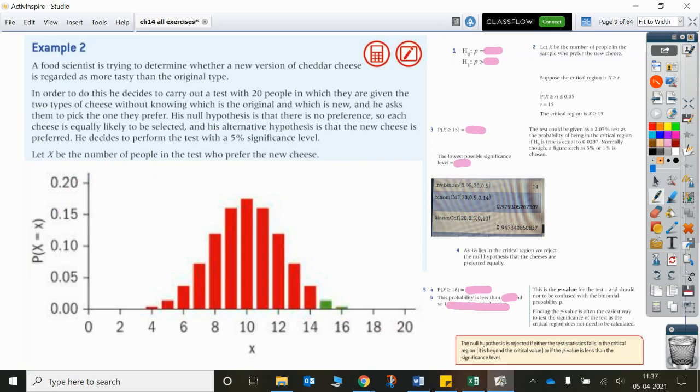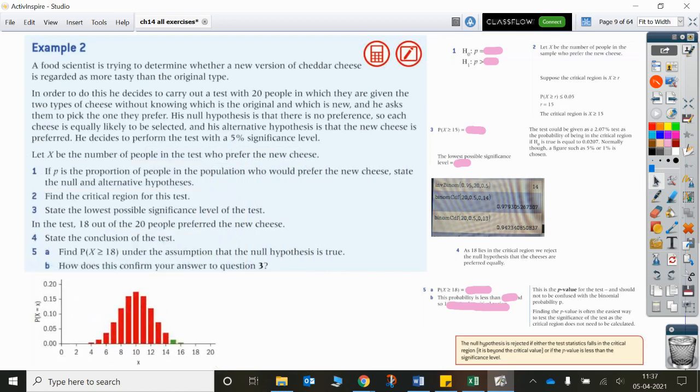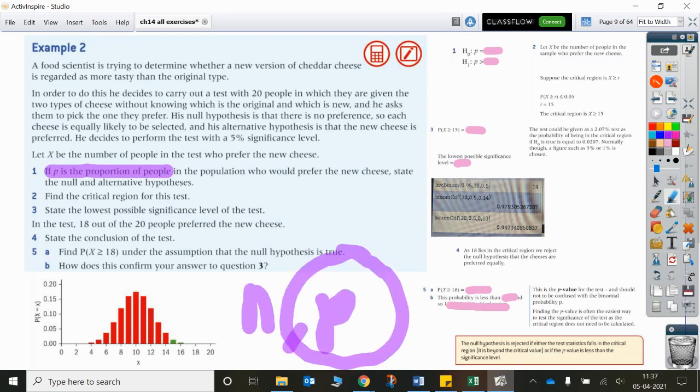Let's just take that back for a moment. Let's make this a little bit smaller, and let's try and answer some of these questions. Let's just put that down there for a moment. Okay, so question 1 says, if P is the proportion of people in the population who would prefer the new cheese, state the null and alternative hypotheses. Well, one thing to note is when they say P is the proportion of people, that's interchangeable with them saying the percentage of people. It's just when we're talking about N and P, they're talking about P here being the probability of picking the new cheese.